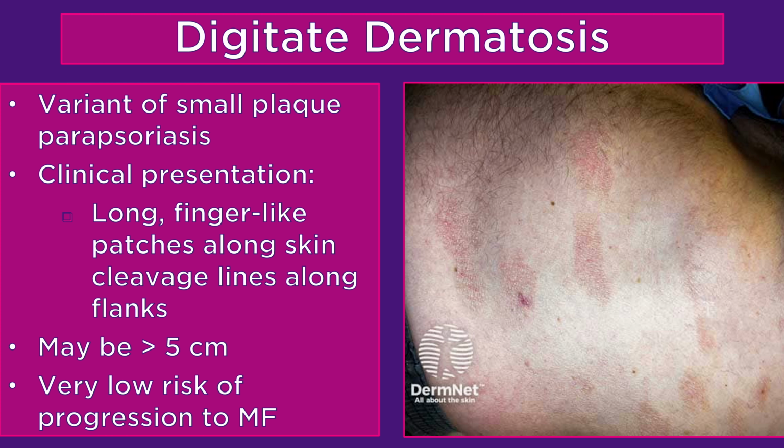Okay, so there is also a variant of small plaque parapsoriasis called Digitate Dermatosis, which has long, finger-like patches along skin cleavage lines on the flanks. Although these Digitate Dermatosis plaques may be longer than 5 centimeters and even greater than 10 centimeters long, it is still considered a small plaque parapsoriasis variant because of its very low risk of progression to MF.